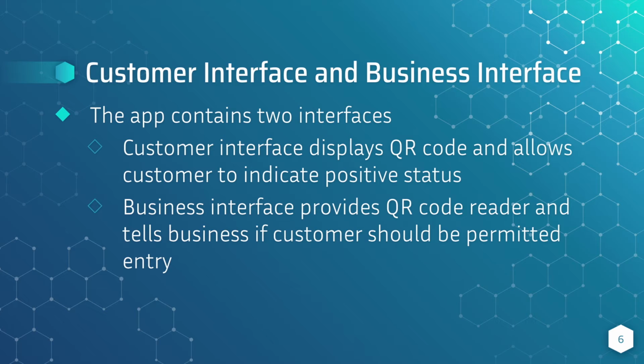There's also a button on the user landing page that allows a customer to indicate if they have tested positive for coronavirus, and by pressing this button, they will trigger an action that will alert all other people who are potentially exposed. The other side of the app is a business interface, which mostly just acts as a QR code reader to get the user's ID every time they enter the business, and it also alerts the business by telling them if a customer should be permitted entry or not based on whether they've tested positive for coronavirus.